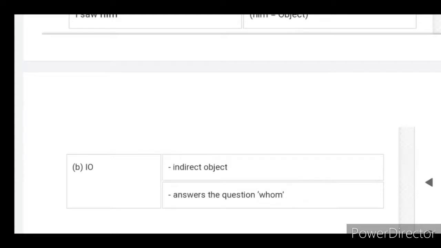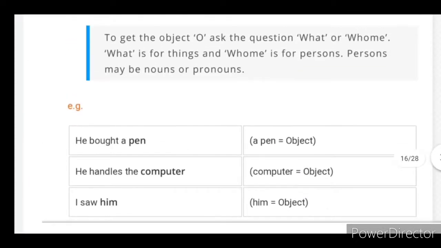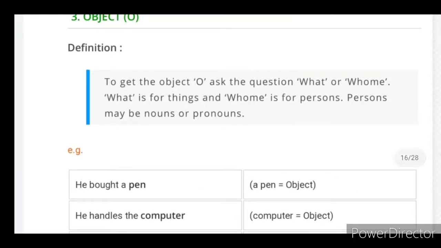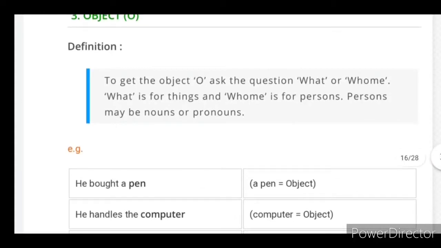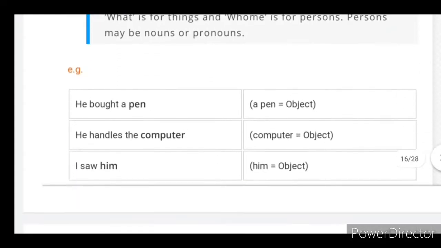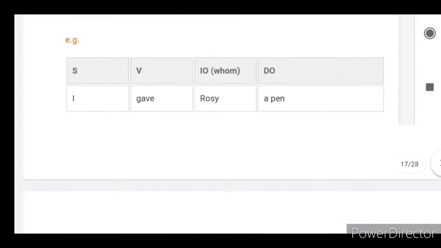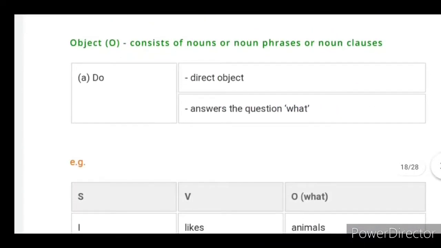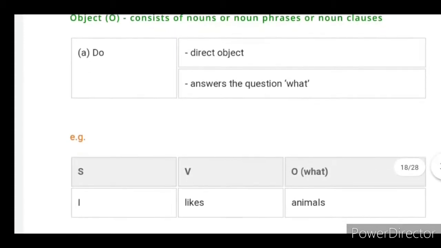Before that, we have two types of object, that is the indirect object and the direct object. What is the direct object and what is the indirect object, we'll see now. First let us see what is the direct object. The object O consists of a noun, noun phrase or noun clause.